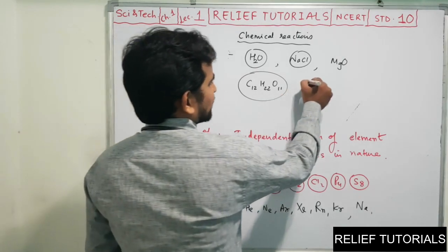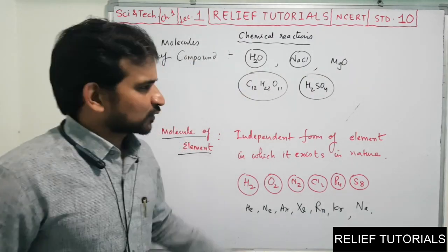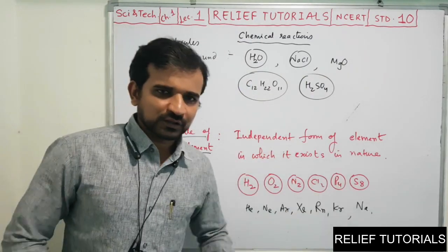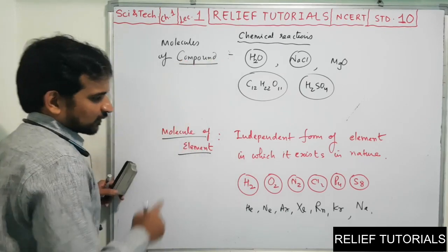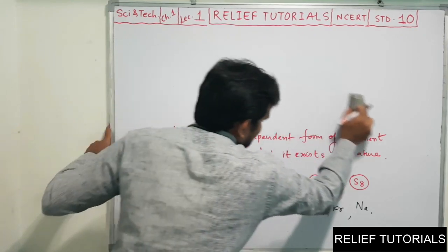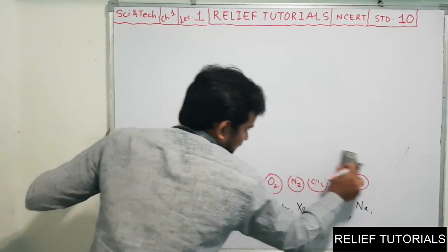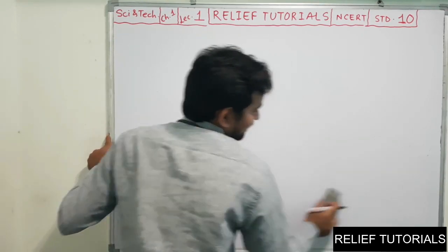Many examples: sulfuric acid, H2SO4, is there. So three different types of elements are present: hydrogen, sulfur, oxygen. So they are the molecules of a compound. These are the molecules of an element. So these are the basic terms which you have learnt in the previous standard.